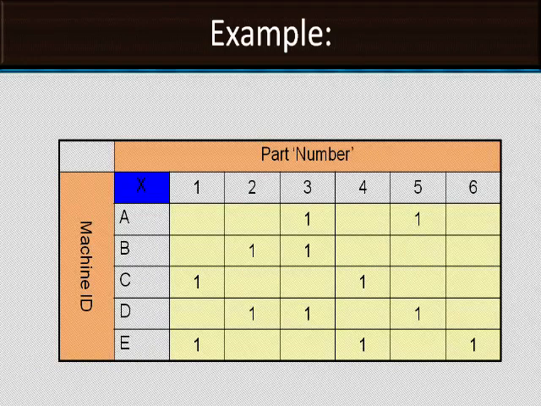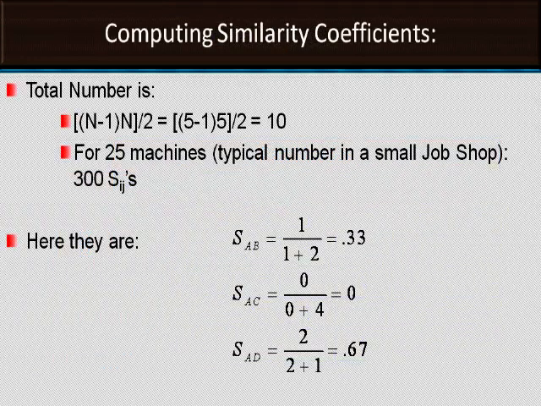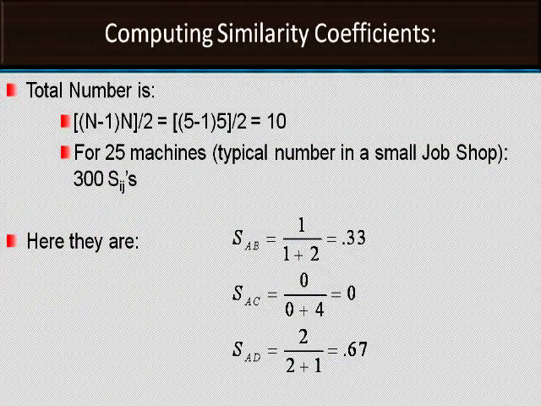These are the details which we can inscribe in this part machine incidence matrix. Using this matrix, further analysis can be done. I can now calculate similarity between two machines. How do I calculate similarity between two machines? Based upon the number of components that are being produced here, we can calculate similarity between A and B is equal to 1 by 1 plus 2, which is 0.33. Similarity between A and C is 0 by 0 plus 4, which is 0. And similarity between A and D is 2 by 2 plus 1, which is 0.67. So using the formula given in the previous slide, I can easily calculate the similarity quotient between machine A and machine B.